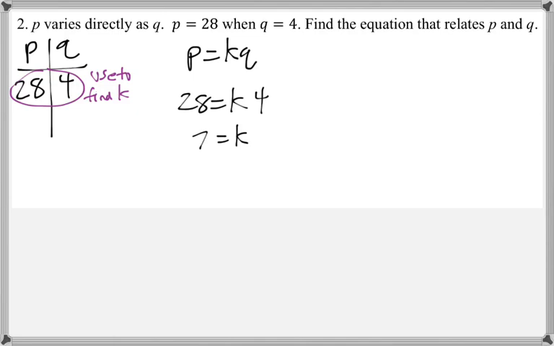So my equation that relates P and Q, I'm just going to take my general equation and now use 7 instead of K. So this equation is my final answer. This relates P and Q, meaning you can plug in any Q and find the corresponding P. You can plug in any P and find the corresponding Q.